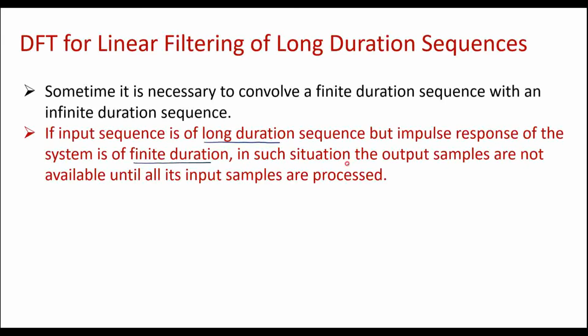In such a situation, the output samples are not available until all its input samples are processed. It means that suppose the input sequence is x of n and the impulse response of the system is h of n, where the length of x of n is very long and the length of h of n is finite. We can say its length is small. In such cases, if we perform the convolution between x of n and h of n, as the length of x of n is very high, the system produces the output after a long time.